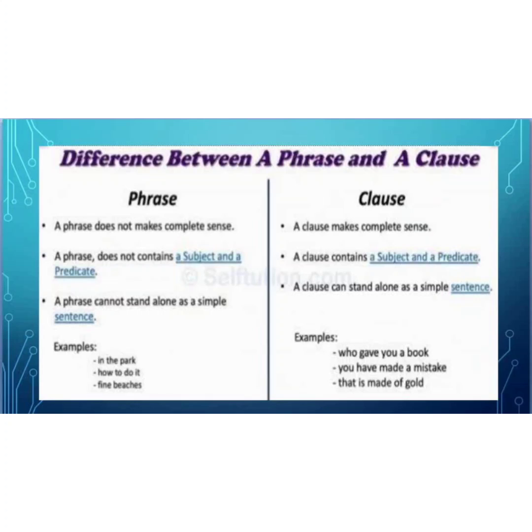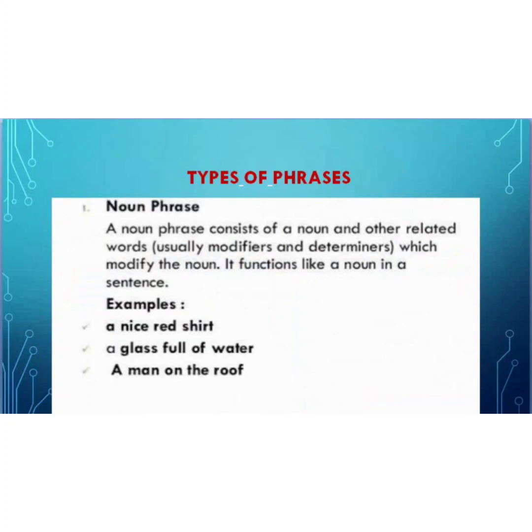For example, "Who gave you a book?" This is a complete sentence. "You have made a mistake" and "that is made of gold." So without putting any additional sentence, this is also conveying a complete meaning.